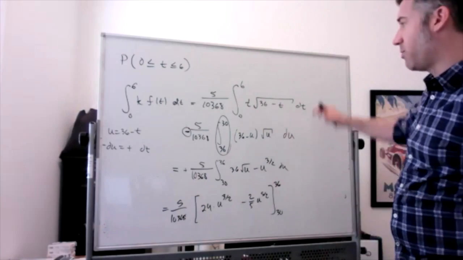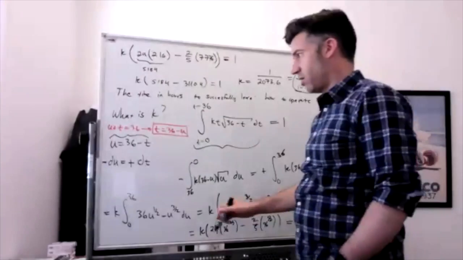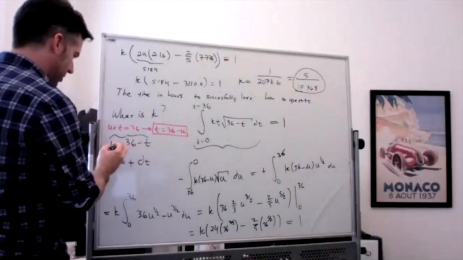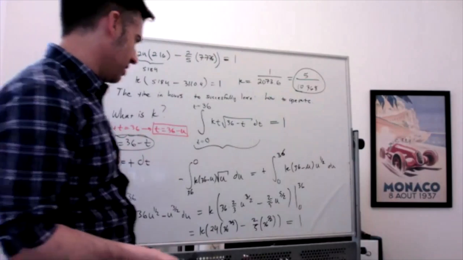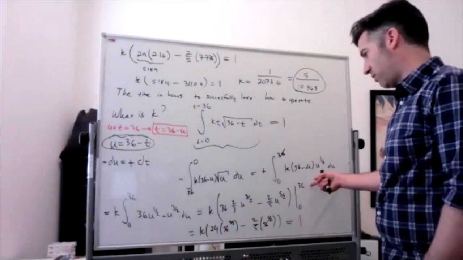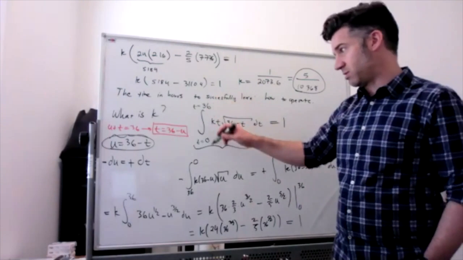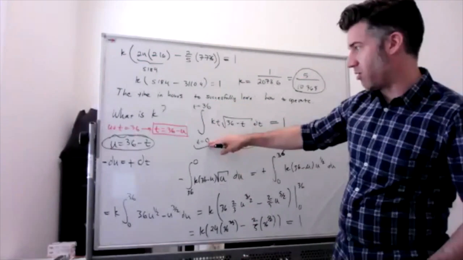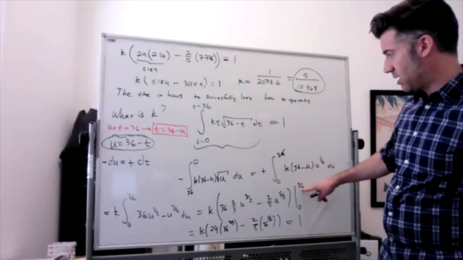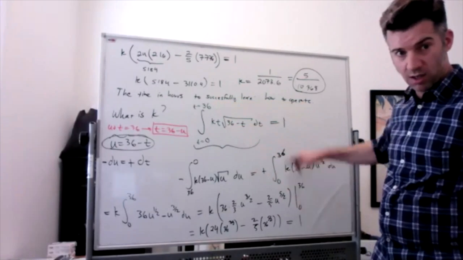I guess we probably could have not done all that again if we looked at what our u substitution was. The last time we made u equal to 36 minus t, and we ended up with the integral from 0 to 36. But now, since we're going from 0 to 6, our 0 became 36, and our 6 became 36 minus 6, which is 30.